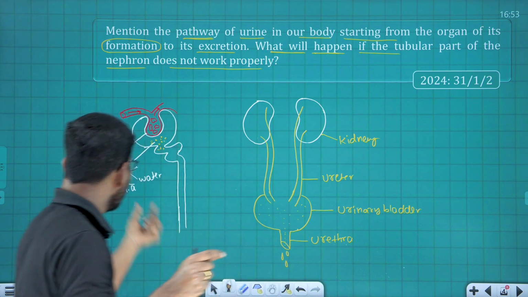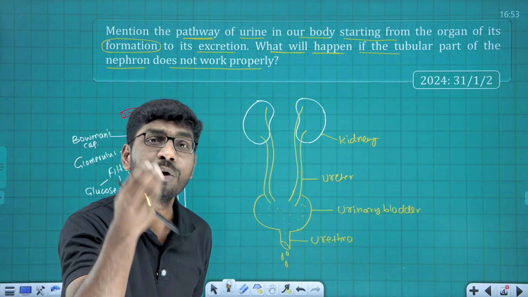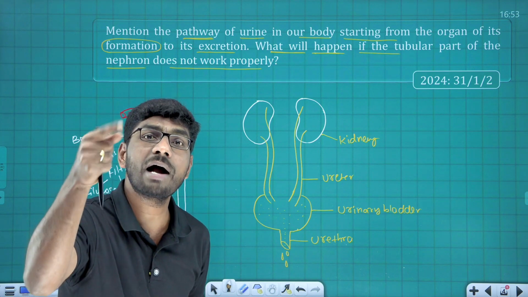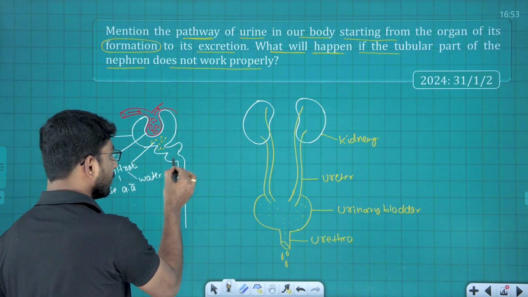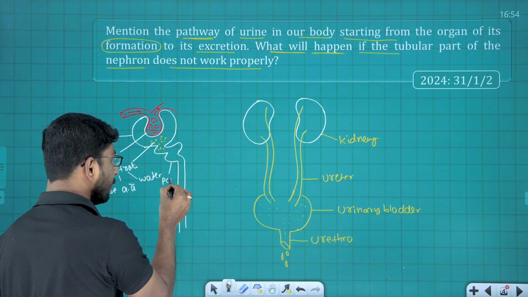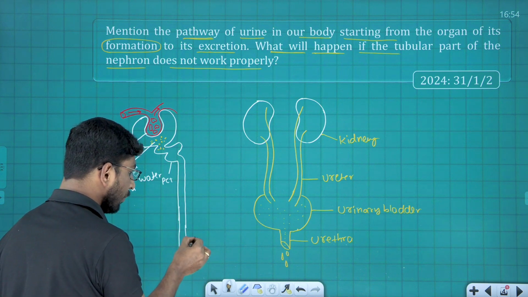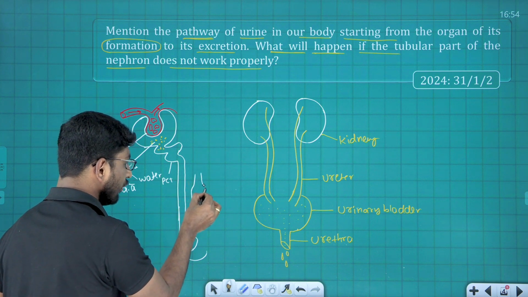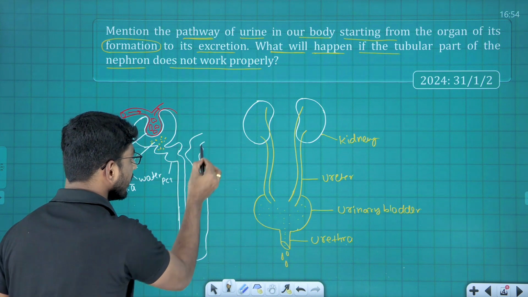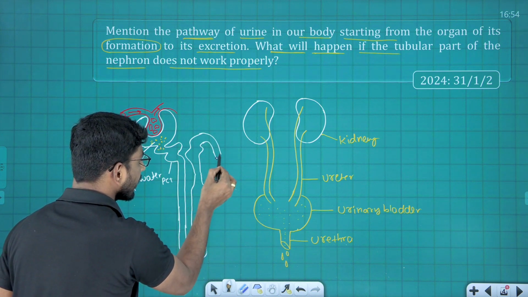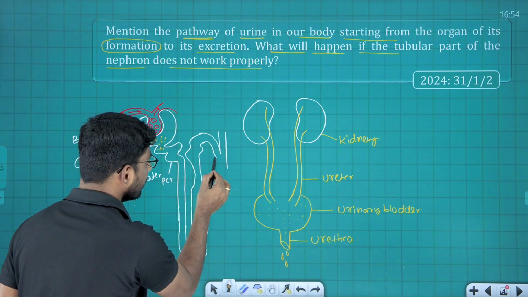In which part of the nephron do all these essential substances undergo reabsorption? The tubular part of the nephron. What does the tubular part include? Look at it, this is called PCT, the proximal convoluted tubule. This is the descending limb of the loop of Henle. This is the ascending limb of the loop of Henle. And DCT, look at it, DCT and the collecting duct. Be careful, this is called the collecting duct.